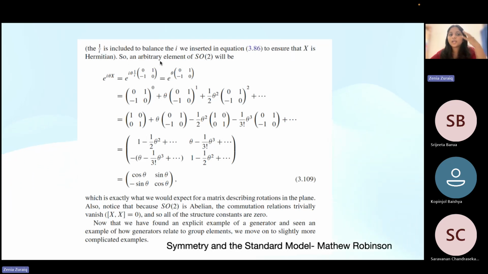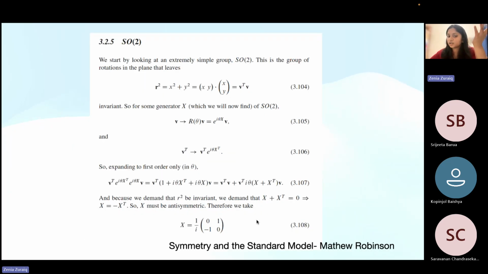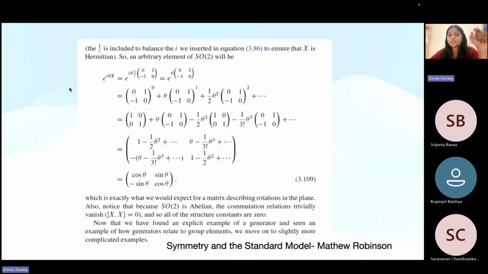So if you want to find any arbitrary element of SO(2), you just have to take the exponential of this. Remember, this is the generator, right? The generator has to be put in an exponential, and only then do we get the elements of the group. This is just a matrix. Doing a series expansion for the exponential, you can see that eventually it comes out to be cos theta, sine theta, minus sine theta, and cos theta. This is exactly the rotation matrix for a two-dimensional plane, right? This is what we know.